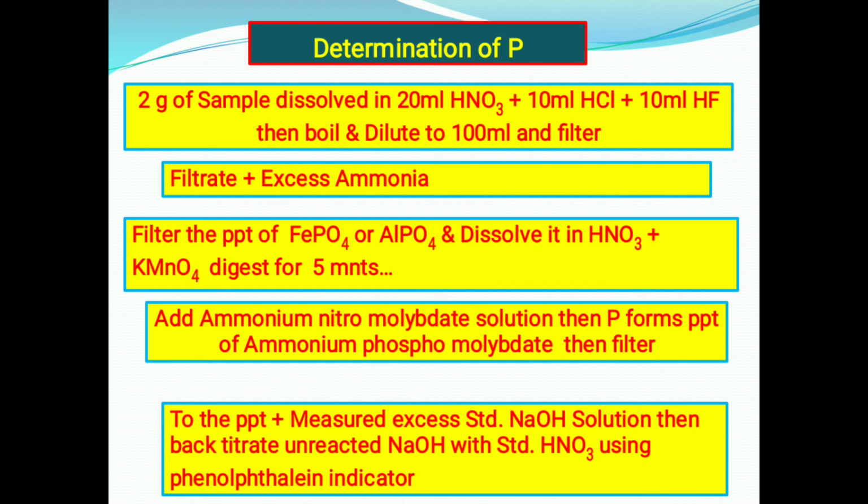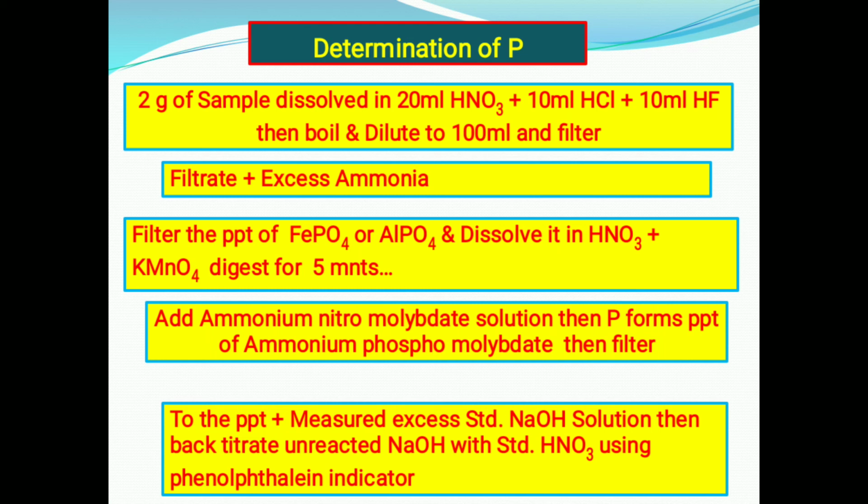To the precipitate, add a measured excess of standard sodium hydroxide solution. You need to dissolve this ammonium phosphomolybdate precipitate in excess sodium hydroxide solution. Then we can back titrate the unreacted sodium hydroxide with standard HNO3 using phenolphthalein indicator, so that we can calculate the percentage of phosphorus present in the blast furnace slag.